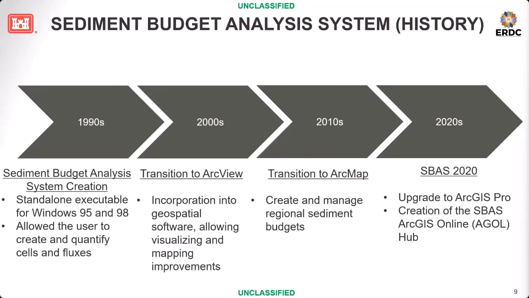Again, as our Esri suite's tools improve, we also have to start making that jump. So in the 2010s, we transitioned to ArcMap. And then our latest iteration, as I briefly mentioned earlier, SBAS 2020, was that move from Arc Desktop to ArcGIS Pro. If you think about 2018, 2019, that was when ArcGIS Pro started becoming more popular. And as of now, we don't use Arc Desktop anymore. There's only a few versions that still have support through next March, I believe. But we've fully migrated now to ArcGIS Pro.